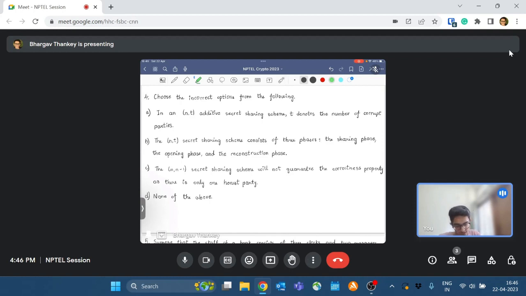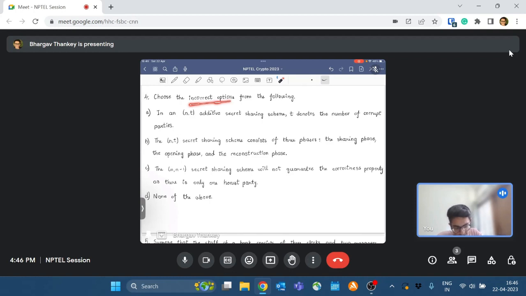So let's go over all these options one by one. In option A, we have in an n comma t additive secret sharing scheme, t denotes the number of correct parties. Well, this is true because in an n comma t additive secret sharing scheme, we want to ensure that the secret can only be opened if there are t plus one parties. So even if t parties are corrupt, we are fine. So option A is true, and therefore we should not pick it because we have to pick incorrect options.